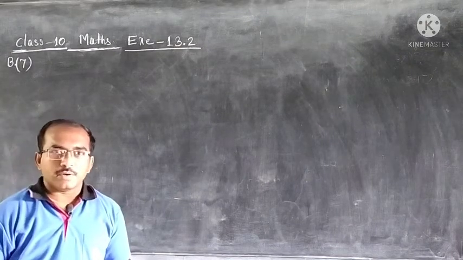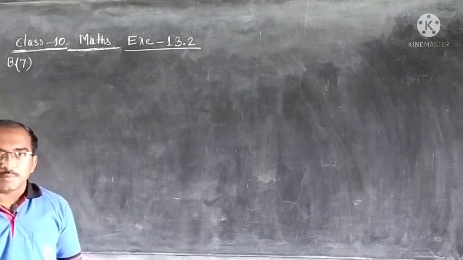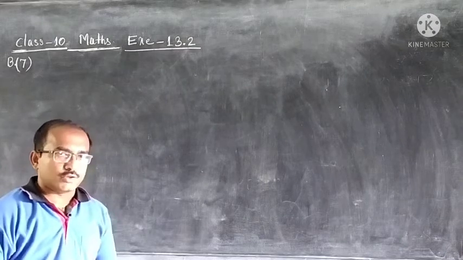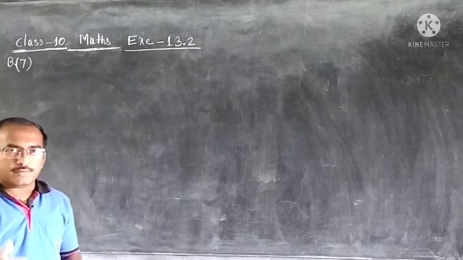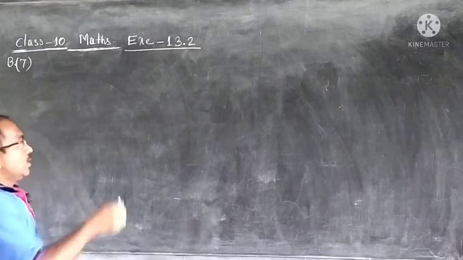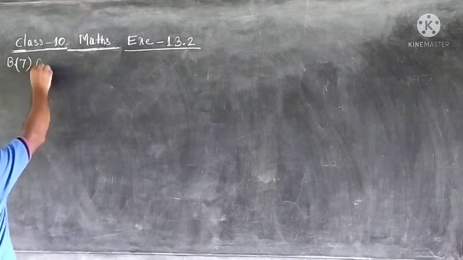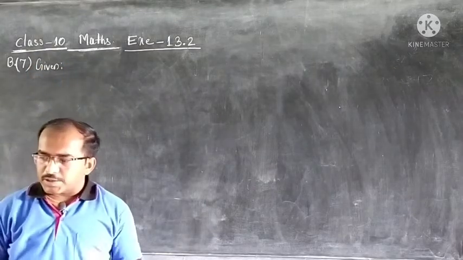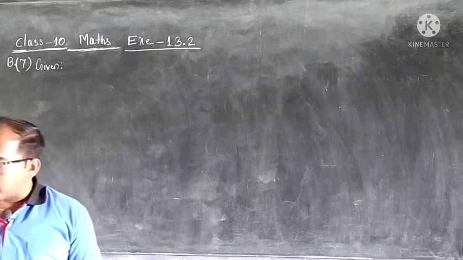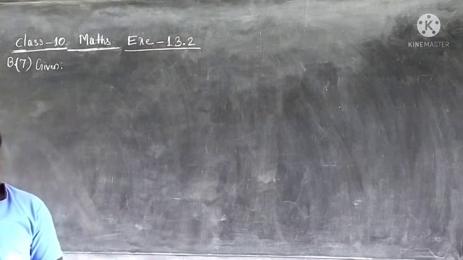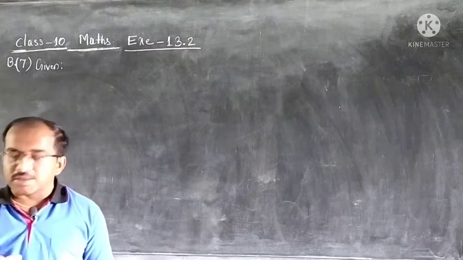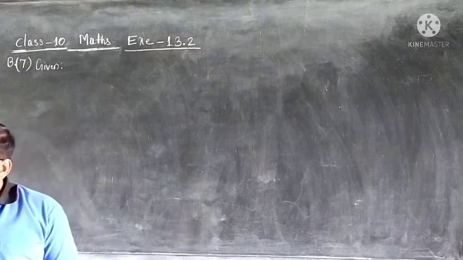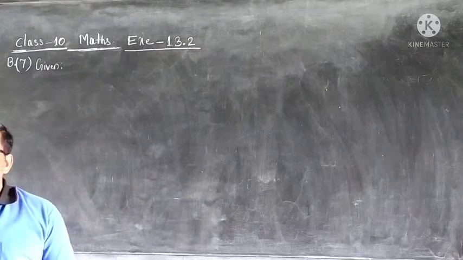Let us start our study with question number 7 of exercise 13.2. Up to 6 we have learned in previous videos. So, question number 7, let us see what is given in the question. A solid consisting of a right circular cone of height 120 centimeter and radius 60 centimeter standing on a hemisphere of radius 60 centimeter.